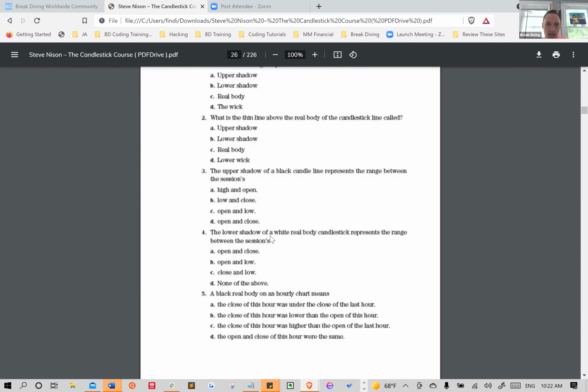A lower shadow of a white real body candlestick represents the range between the sessions. So it's the opposite. If it's a white real body, that means it opened low and closed high, so the open is at the bottom. So the lower shadow is the range between the open and the low, the exact opposite of what we said before.